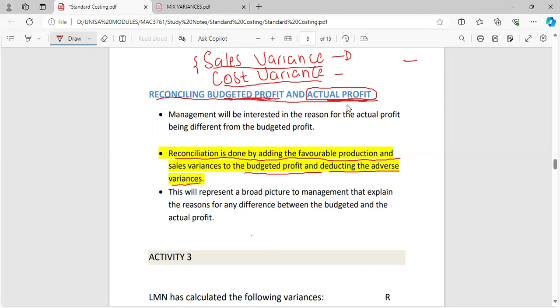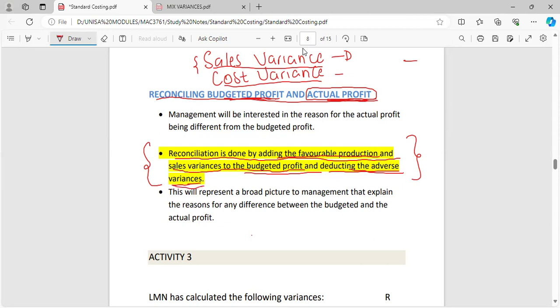So which means you will be looking at the variances that you have calculated. Those variances that you have calculated are the ones that you are going to use to adjust this budgeted profit to actual profit. So what you should look at here, I think this is the main point on this reconciliation. You are going to add the favorable cost variances and the favorable sales variance to the budgeted profit. Then all your adverse variances, you are going to subtract them.